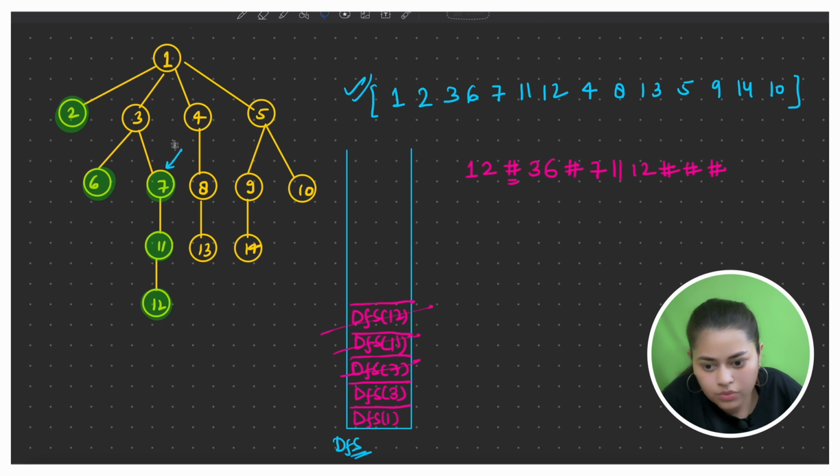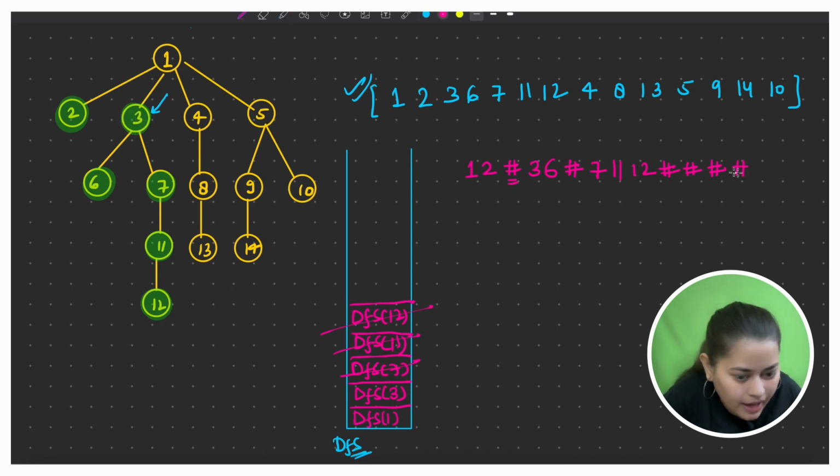Let's go back to 3. Is there any other child for 3 to be explored? No, there is no other child for 3 to be explored. So this processing has also been completed. We'll append hash and we'll pop it from the stack, right?